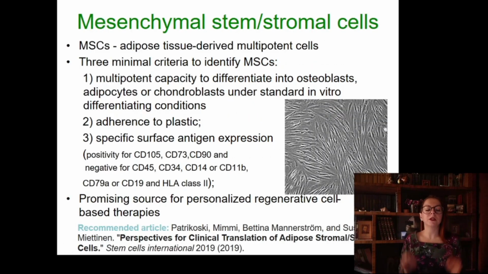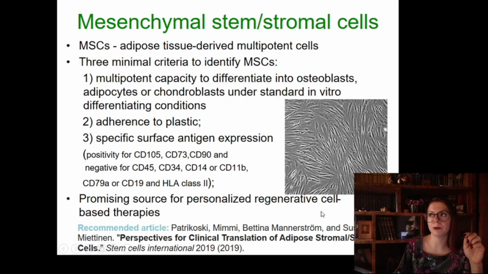And at last, the last cells and the most important, these are the mesenchymal stromal cells or stem cells. These are the least differentiated cells, and they are used as the source of differentiation for adipocytes and fibroblasts. So they are regenerated out of the mesenchymal stem cell. And these cells are a very promising source for personalized regenerative cell-based therapy.